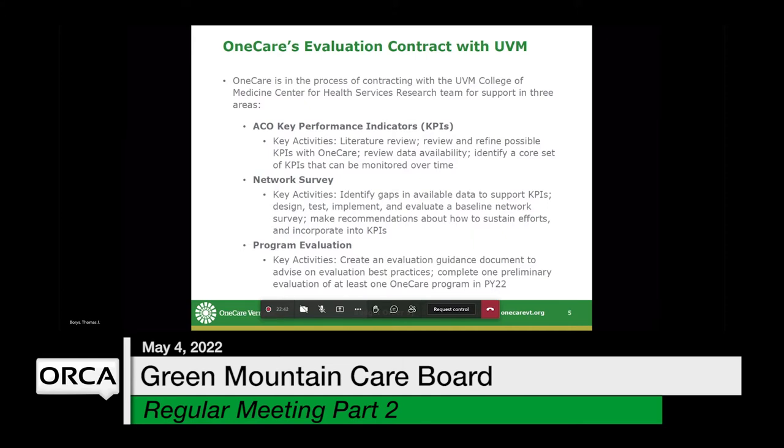And then the last one, as I mentioned previously, is program evaluation, similar, in that we're leveraging the expertise of this health services research team to make sure that when we're doing a program evaluation, we're using best practices and generate high quality results that we can use to inform our future.